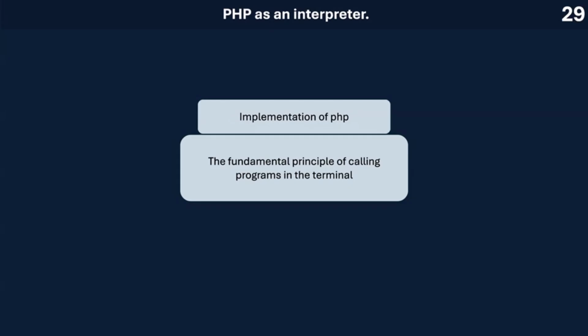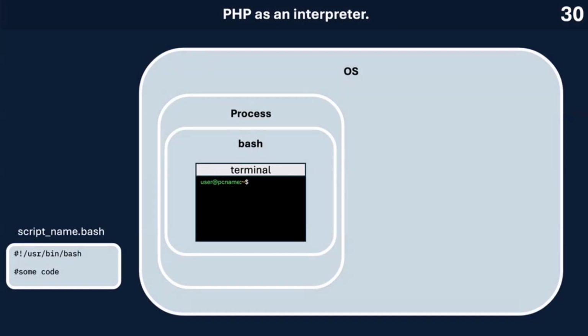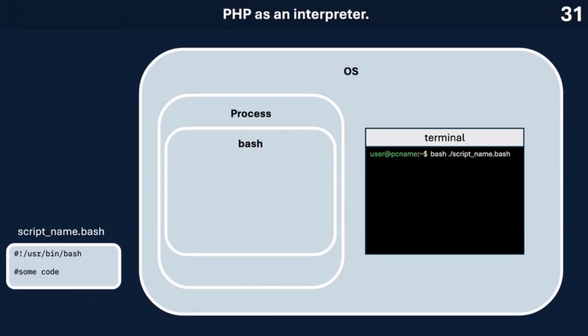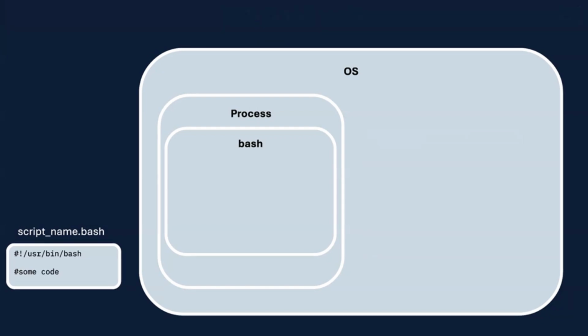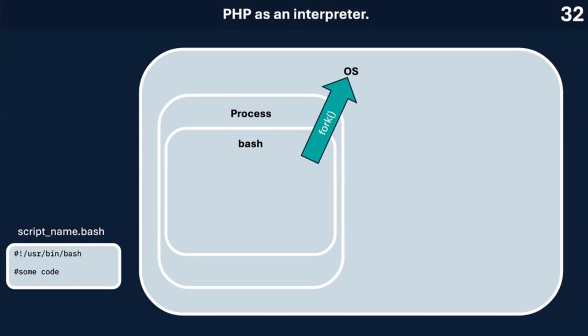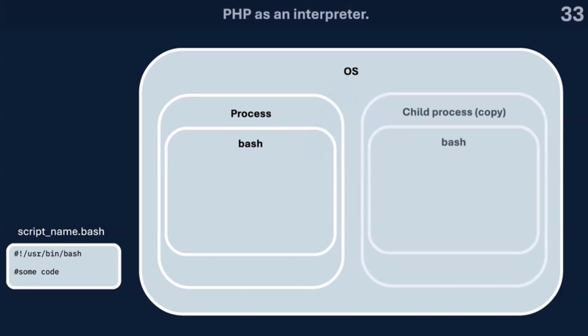Suppose we have a bash script and a process in which a terminal with a bash shell is running. In this process, we call something like bash script_name.bash. The shell understands that we want to run the script. Next, it performs some preparatory actions, and then the fork system call is executed. That is, it addresses the operating system and says, "Create a copy of me." The operating system copies the data structure of the shell process into its memory. All data from the parent process is transferred to this child process in copy-on-write mode, including I/O streams.